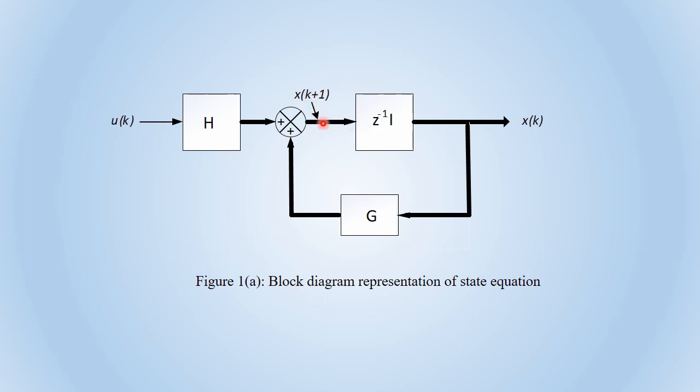X of k plus 1 is nothing but g into x of k plus h into u of k, right? And integration of x of k plus 1 is nothing but x of k. So z to the power minus 1 is the integration basically. So when it comes to discrete domain, it is nothing but the time delay, previous instant.